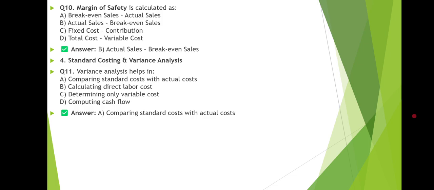Next question we have, margin of safety is calculated as actual sales minus break even sales. Next question, on standard costing and variance analysis: variance analysis helps in comparing standard cost with actual cost. And this question is based on the topic standard costing and variance analysis.